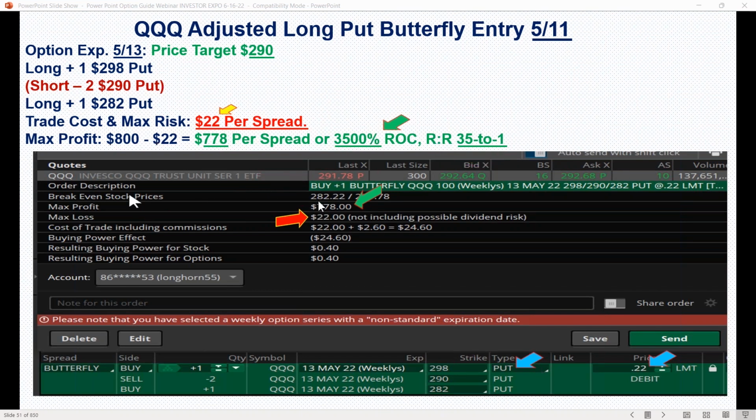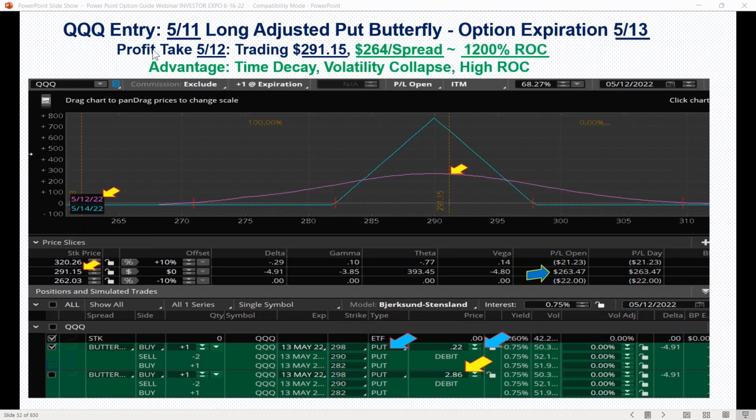And so here's what it looks like going out. This was on the 12th. We went ahead and took profit because it was starting to look like it might push back up. So we exited the balance of the trade, and at that point in time it went from $22 where we adjusted it to, trading right here at $291.15, up to $286 on that spread. That gave us a profit of $264 on the balance of the trade. And at that point, look at that, 1,200% return. These are what you can actually do with this type of structure.